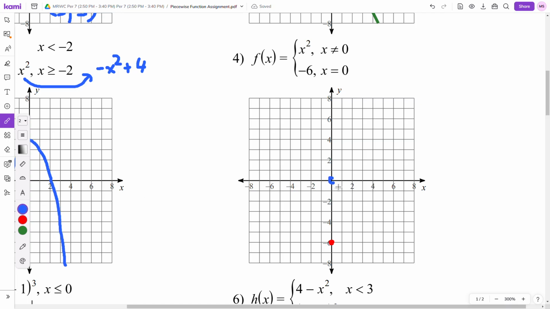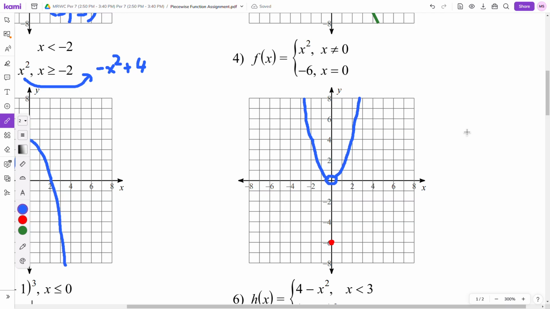So I'm going to put a circle here. Let me actually make it even bigger. And so it just kind of looks like this. And there you go. That's number 4.